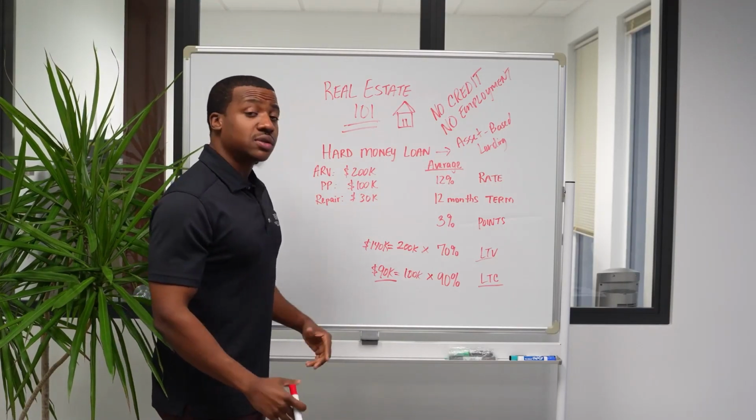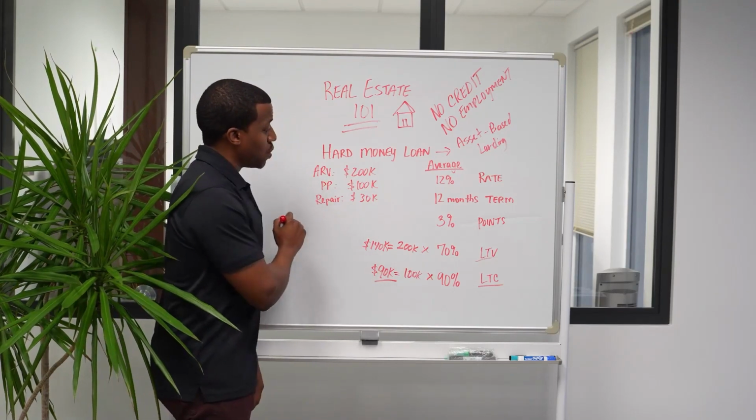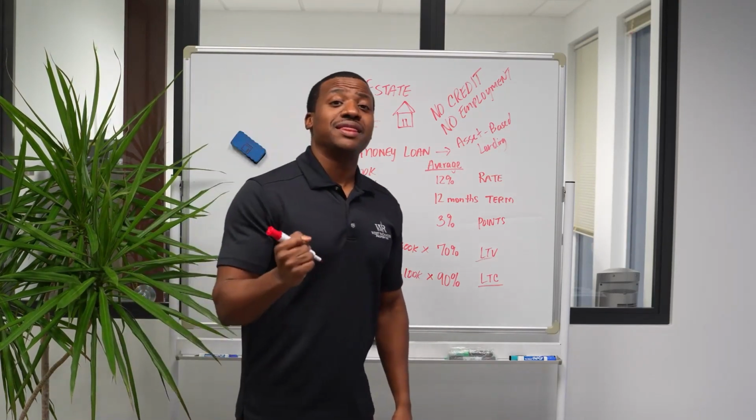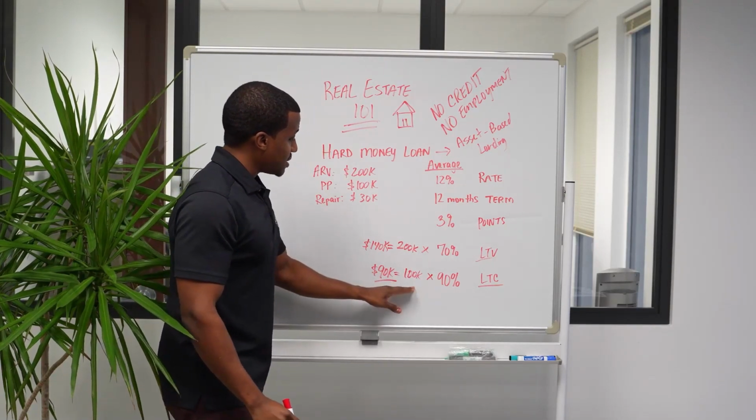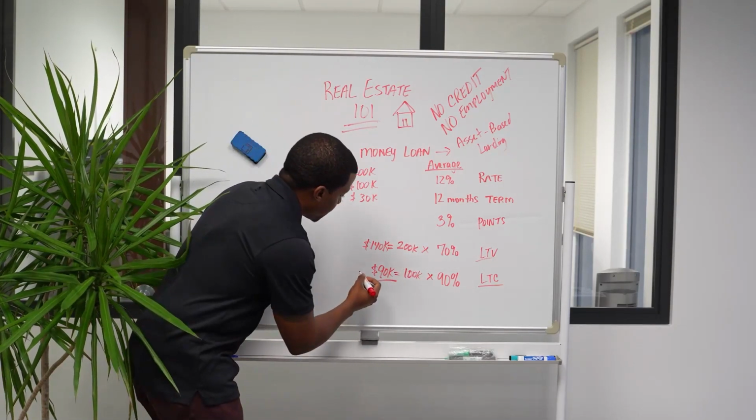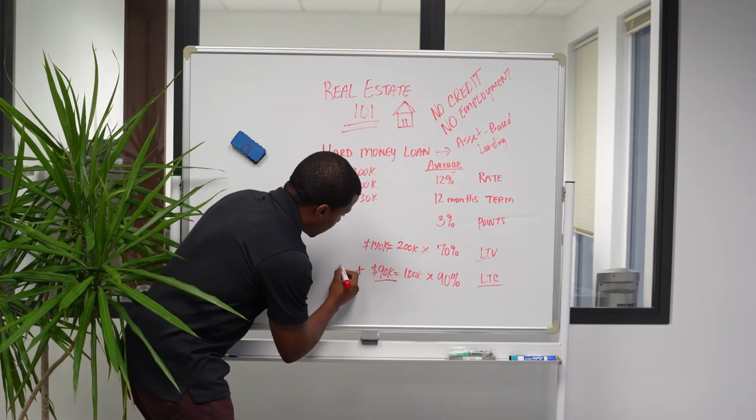Now the difference between those two is going to be your repair budget. In this example, we calculated a repair budget of $30,000. So $90,000 is 90% of our $100,000 purchase price, so we can add another $30,000 for our repair budget, okay?